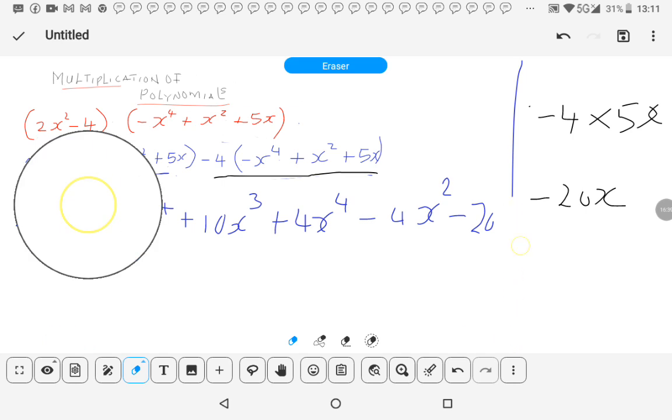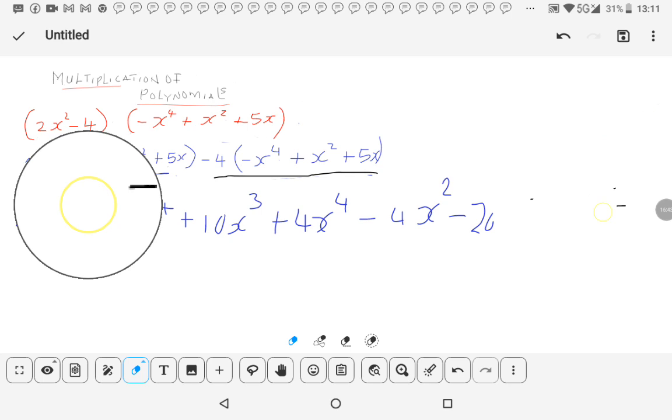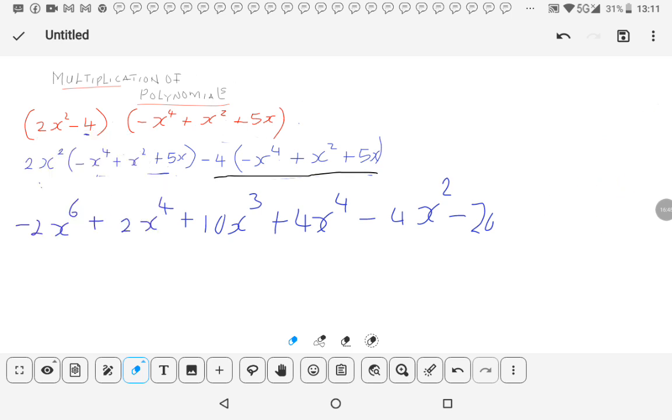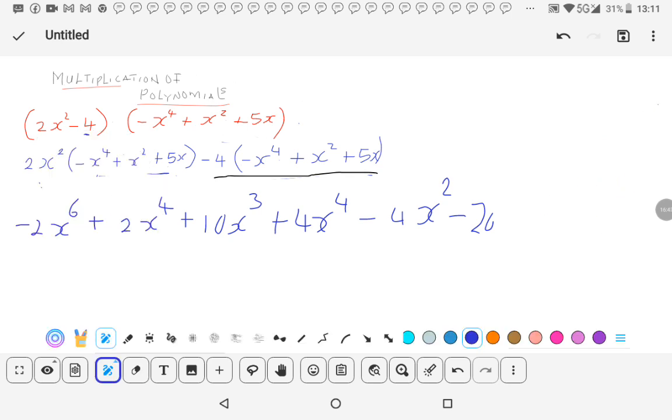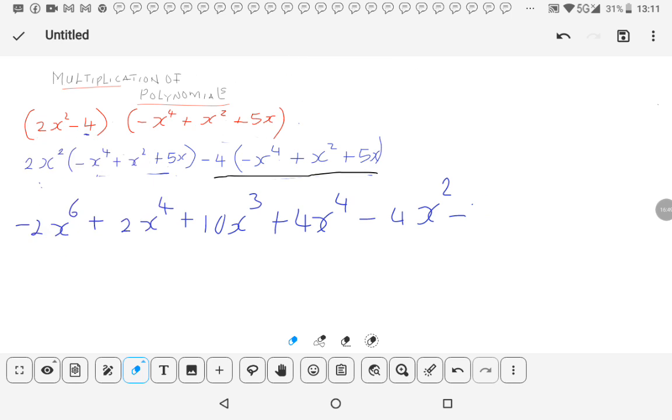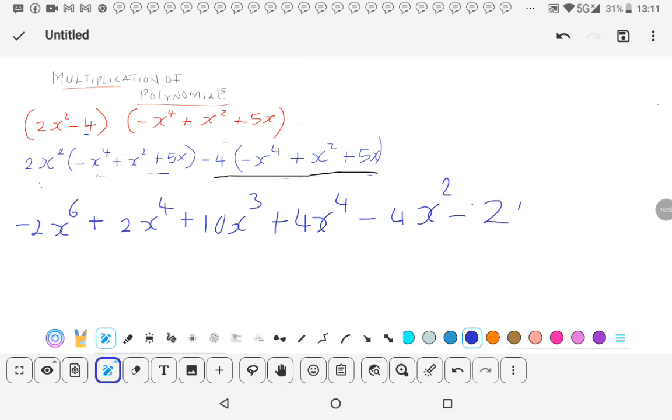So you can see that you have already completed your expansion. You have already multiplied the two polynomials. So the question you have to ask yourself now is, are you done?